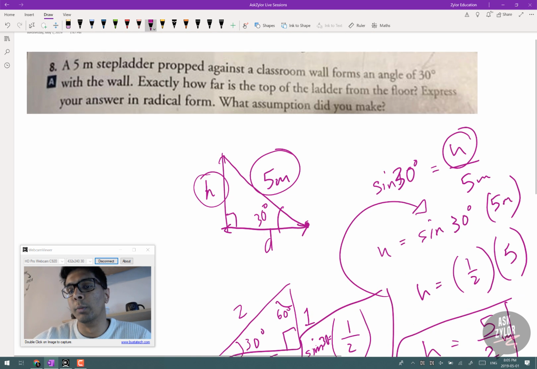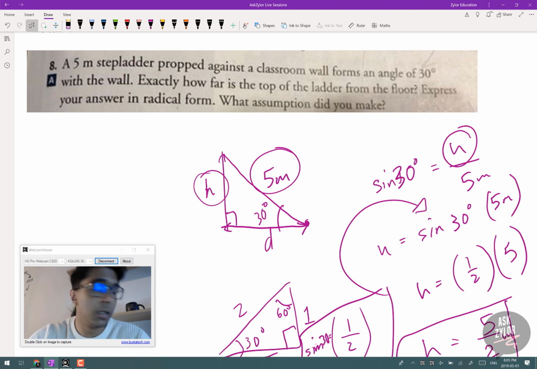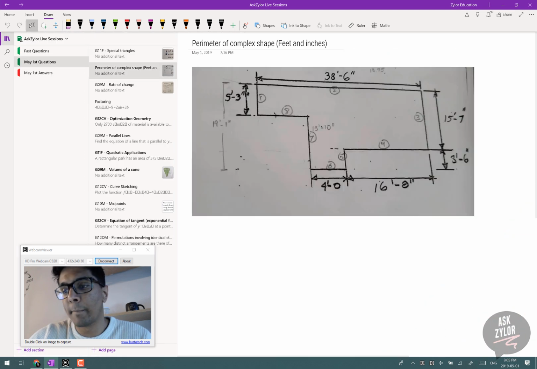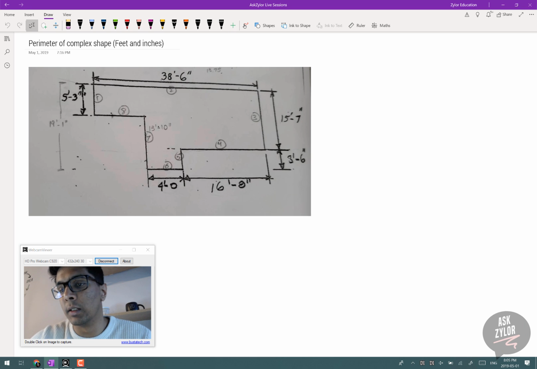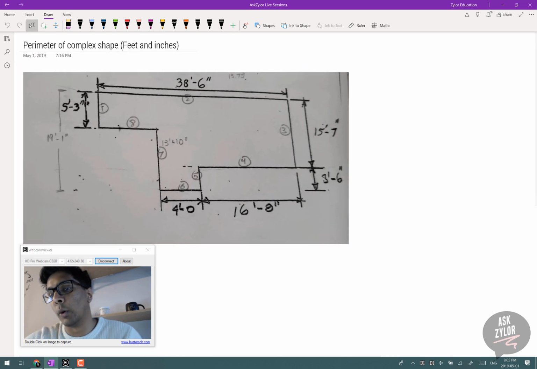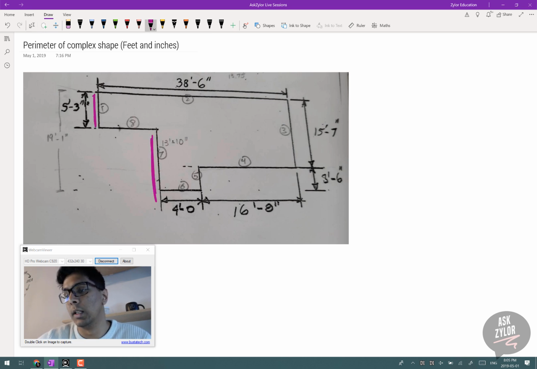Okay, so we'll move on to the next question. This is a question dealing with just the perimeter of a complex shape. They asked to find the total perimeter. So what we can do is simplify this problem a little bit, because this distance and this distance is the same as this distance plus this distance.